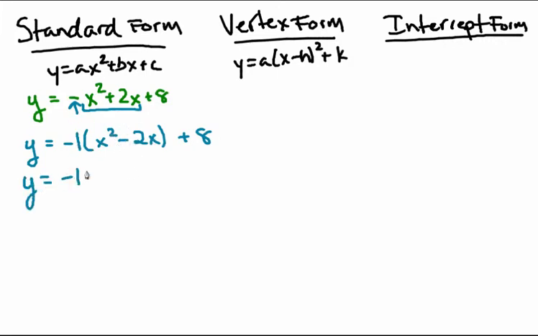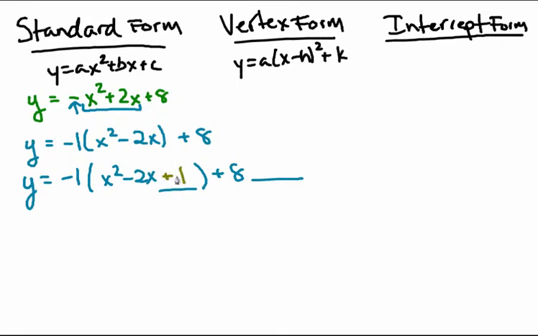So y equals negative 1 times the quantity x squared minus 2x plus some unknown thing we're going to add in, plus 8, and then we're going to have to put something in the back here to compensate for whatever we add in to make a perfect square trinomial. So remember, we take this number, divide it by 2, and square it. So negative 2 divided by 2 is negative 1, and negative 1 squared is positive 1.